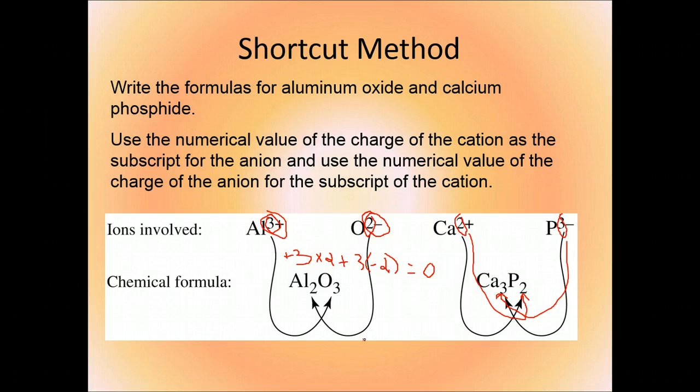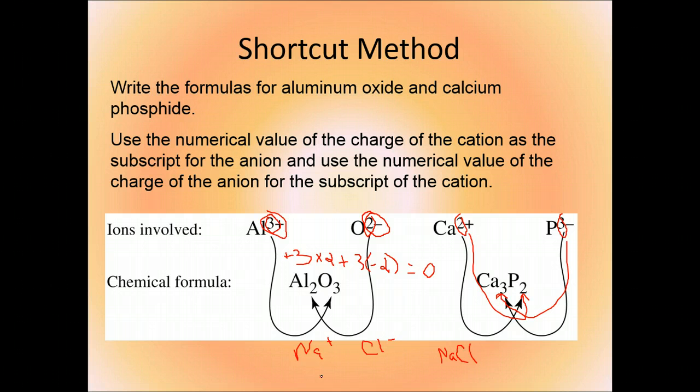And this works for anything, actually. So even if you think about the example of NaCl, Na is a +1, Cl is -1. Well, technically you're crisscrossing, right? And that's a 1 and a 1, and so that's why we would write it as NaCl.